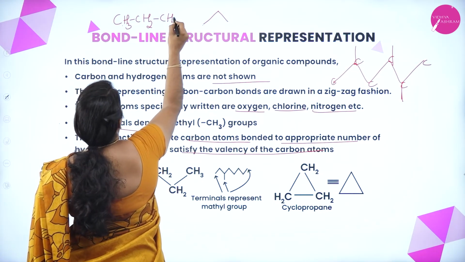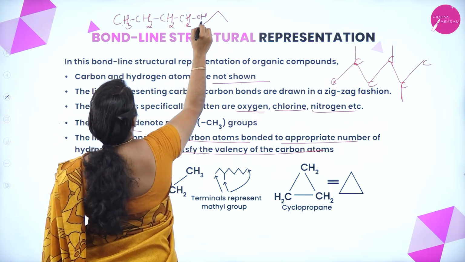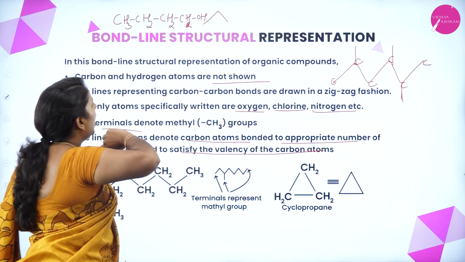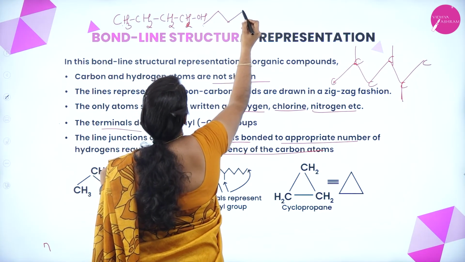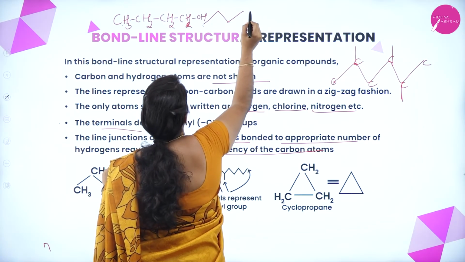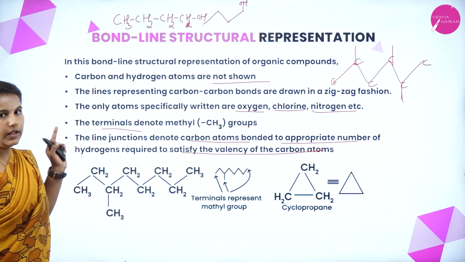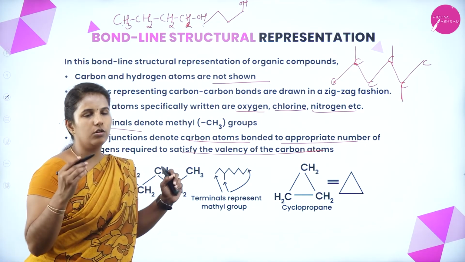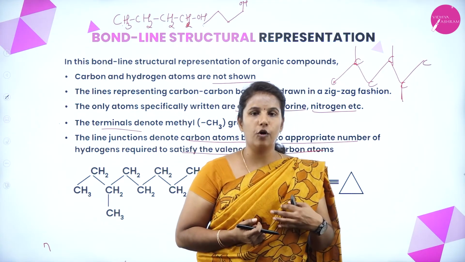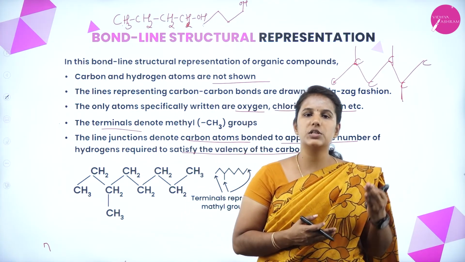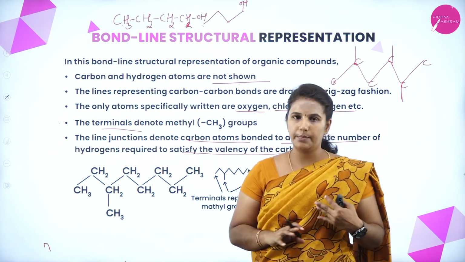Suppose if you remove one of the hydrogens and add one more carbon atom and show it with one functional group, CH2OH like this. How do I write? This is CH3, CH2, CH2, CH2 and this is having one functional group, correct? So I will show it like this as OH. Like this, each carbon to carbon linkage can be shown with the dashes and we can easily write it in the bond line form. All the four representations are very, very important for your competitive exams, especially the bond line representation.